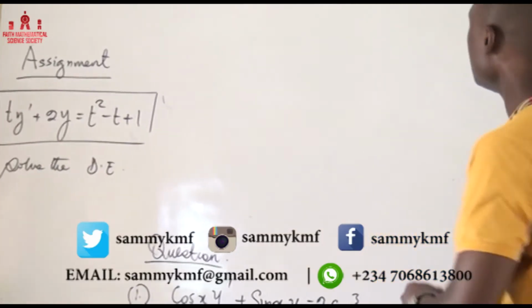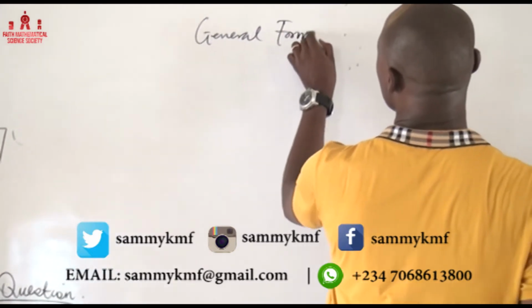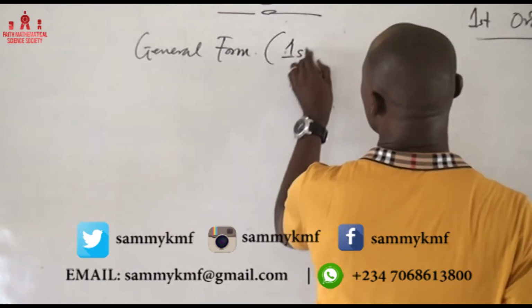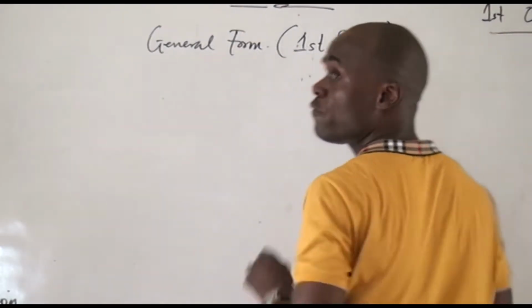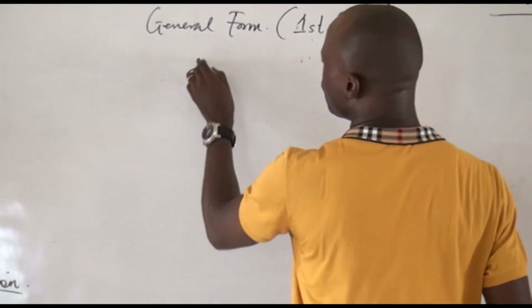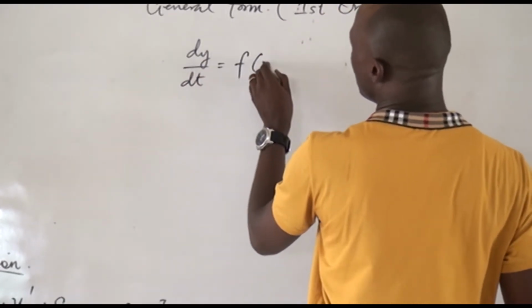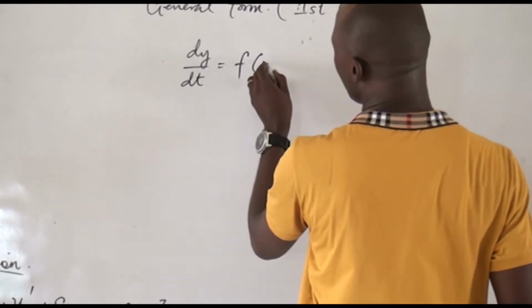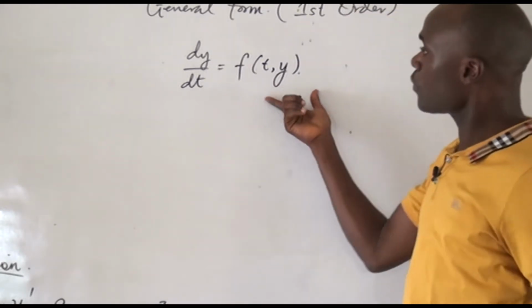But I want to talk about the general form of first order. So the general form of a first order is very clear and very interesting, and that is just dy dt equals f of t and y. So this is the general form.